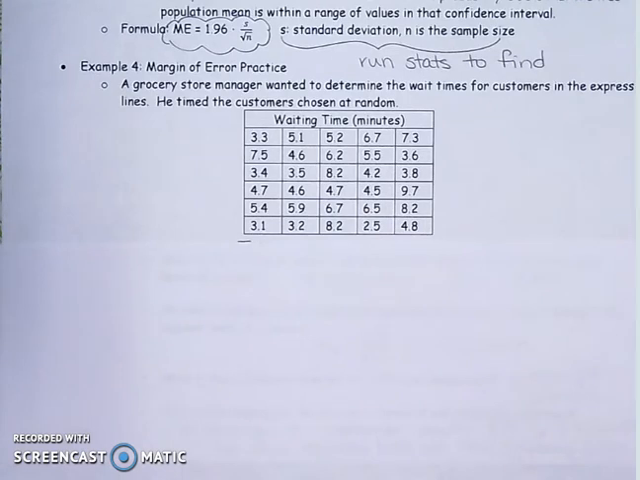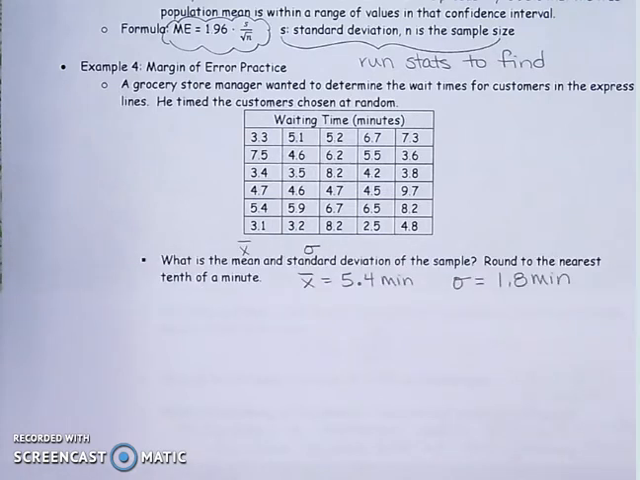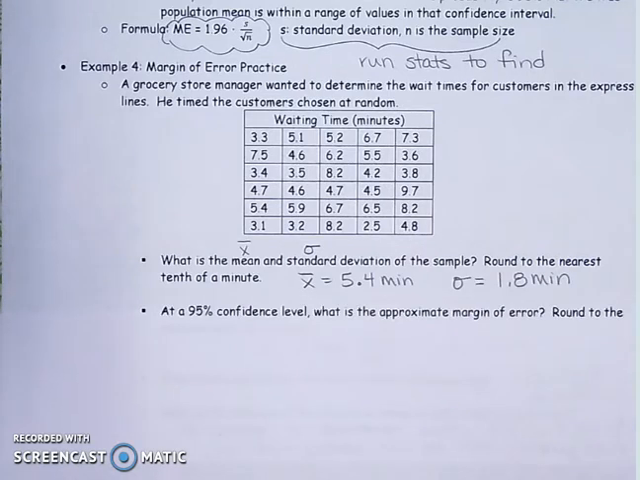Now that you have put all of them in your stat window, run your diagnostics, your stat over 1, hit enter, and see what you get. You should have an average of 5.4 and a standard deviation of 1.8. Notice the problem says round to the nearest tenth of a minute. If you do not have these numbers, double check what's in your L1 list. Then it says at a 95% confidence level, what is the approximate margin of error? Round to the nearest tenth.